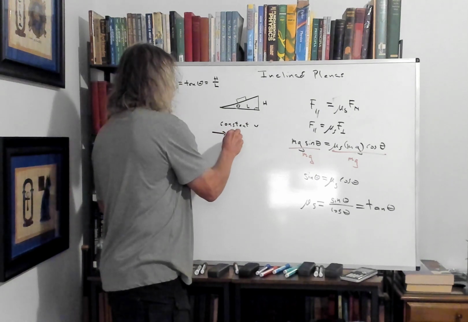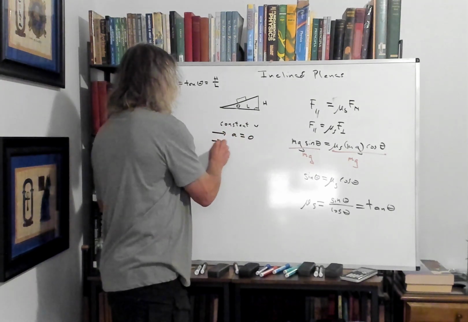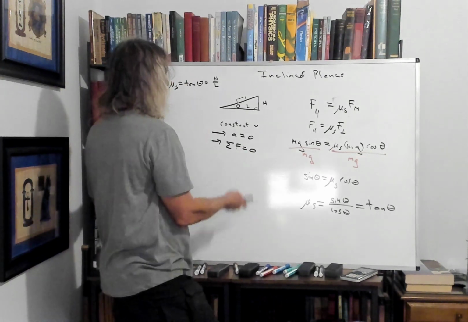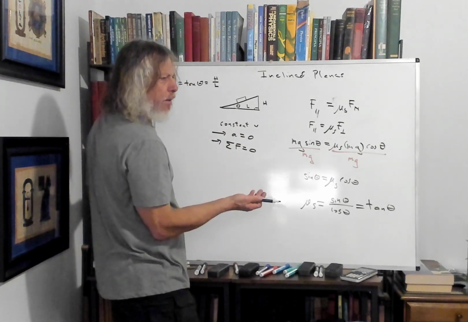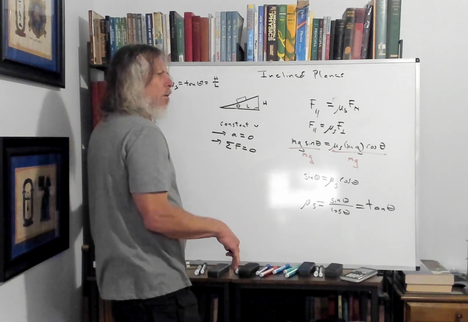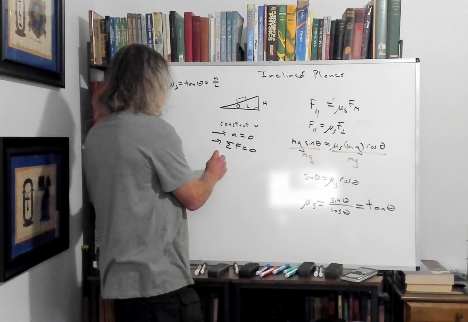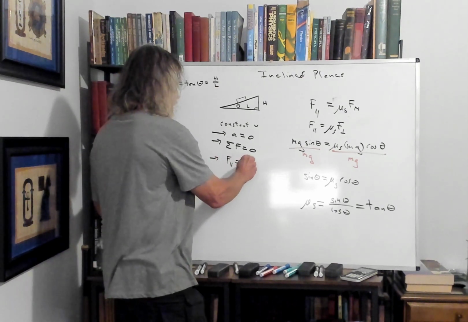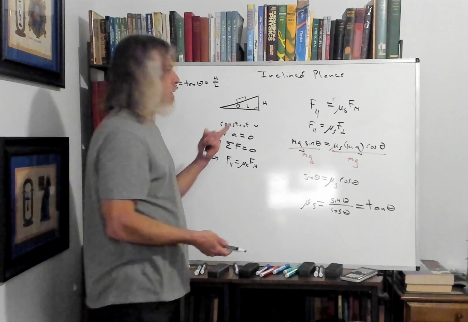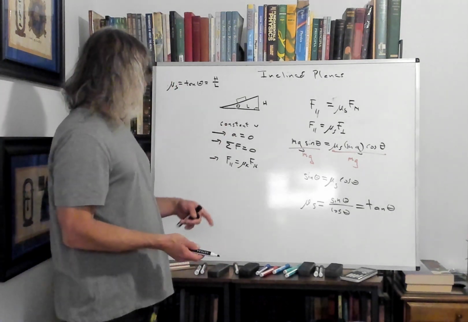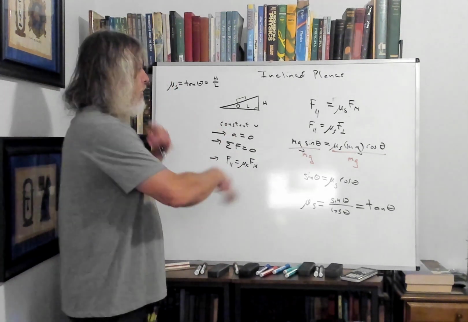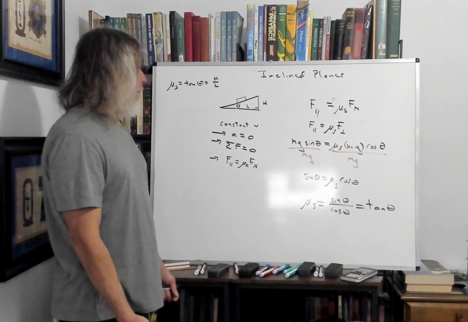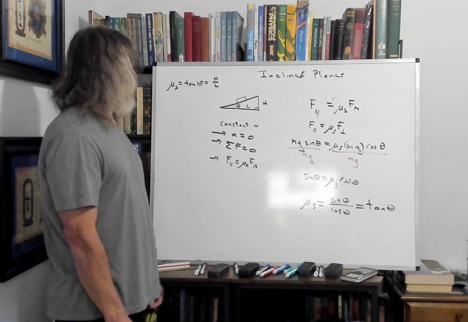Constant velocity means acceleration is 0, which means net force is 0. And so the forces acting on it would be friction and the parallel force due to gravity. We get the same kind of thing again, so we go through the same derivation. And again, mu sub k is tangent theta, but it's going to be a different angle.